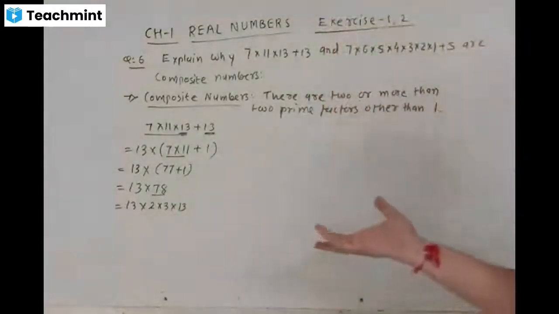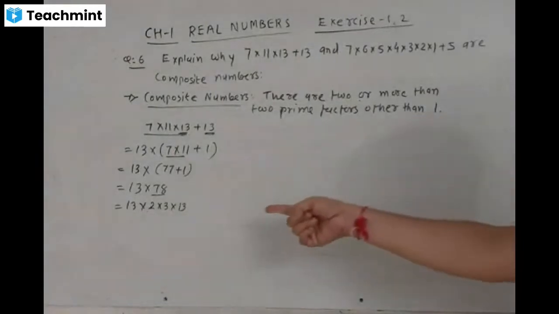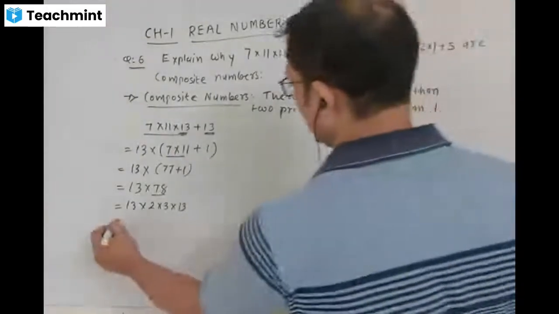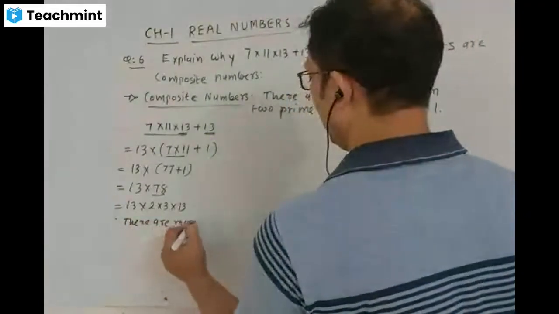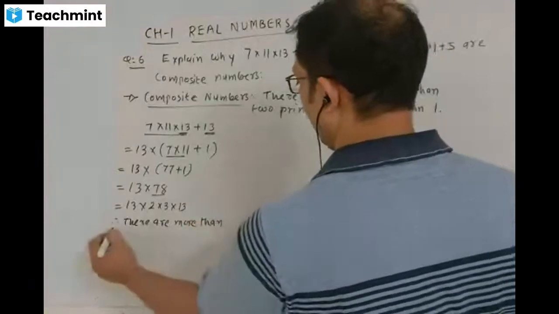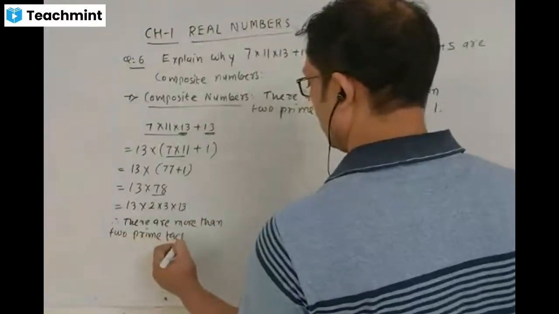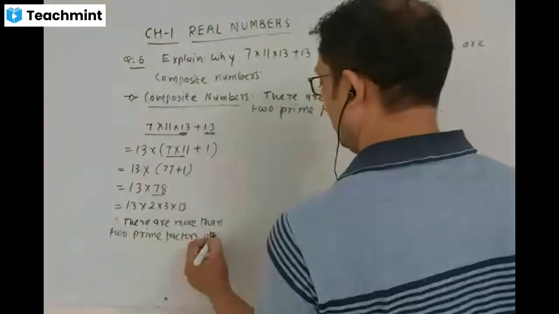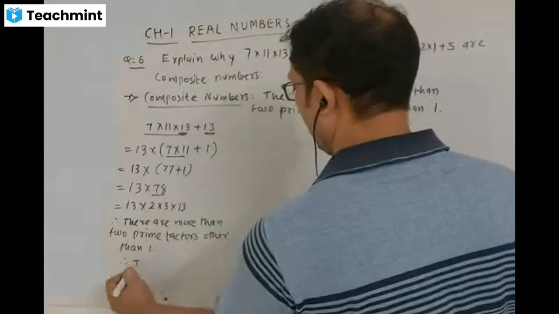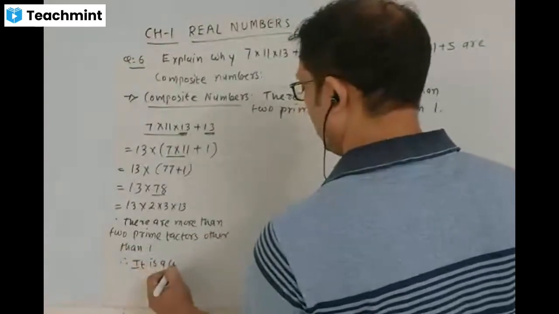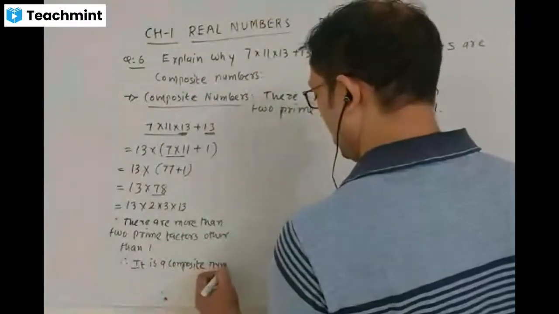There are more than two factors other than 1. Therefore, it is a composite number. There are more than two prime factors other than 1. Therefore, it is a composite number.